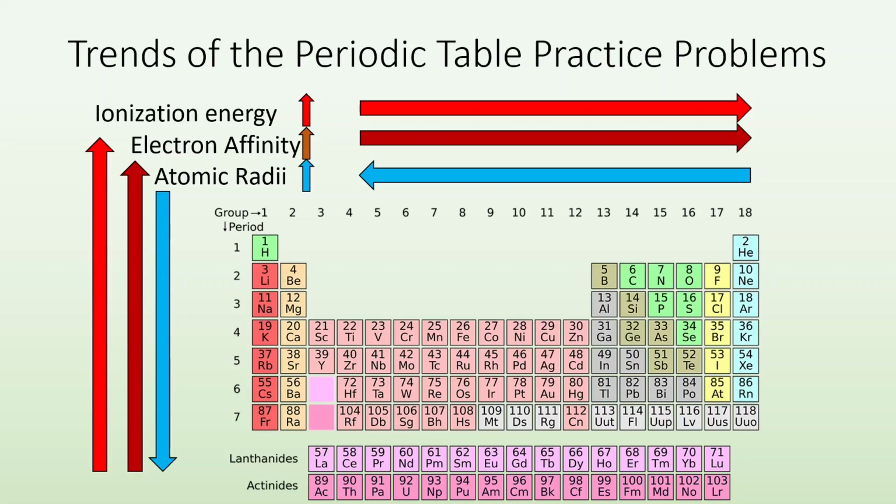Mr. Donahue here again. This time we're going to take a look at some practice problems for trends of the periodic table. And you can see here I kind of made a little cheat sheet for what those trends are.